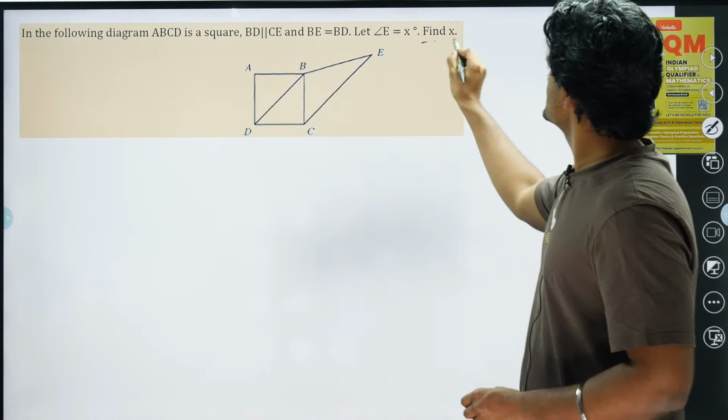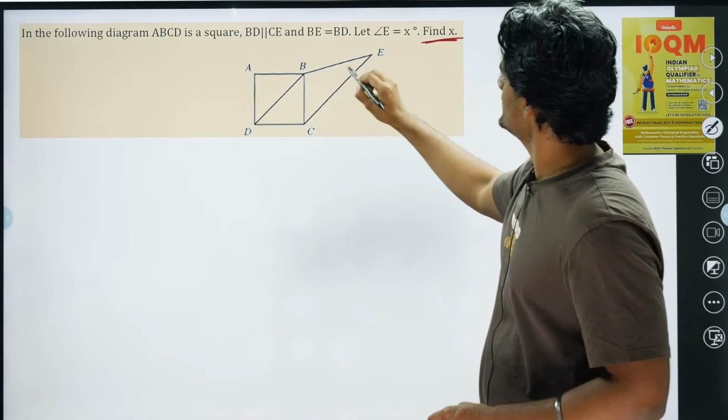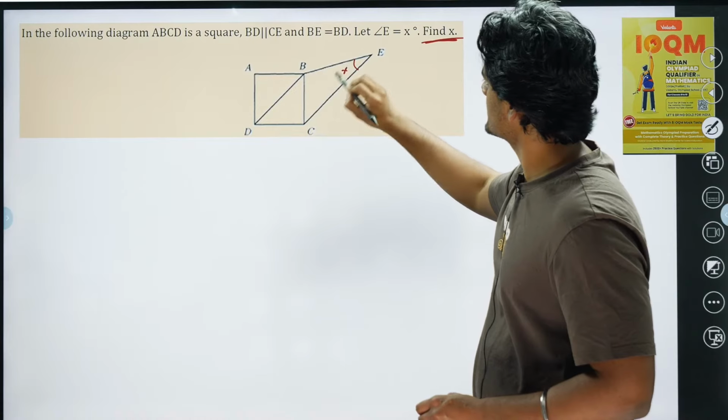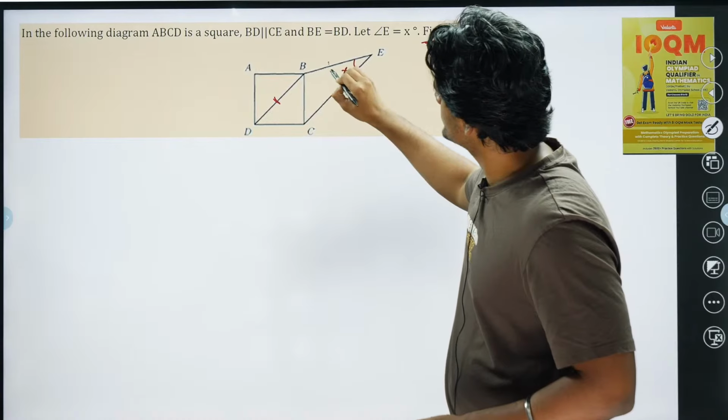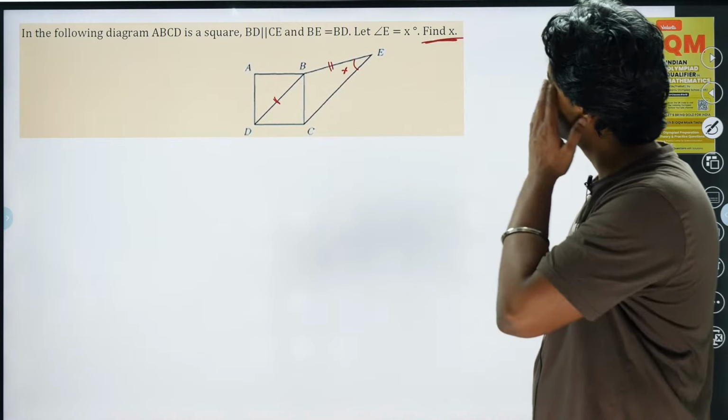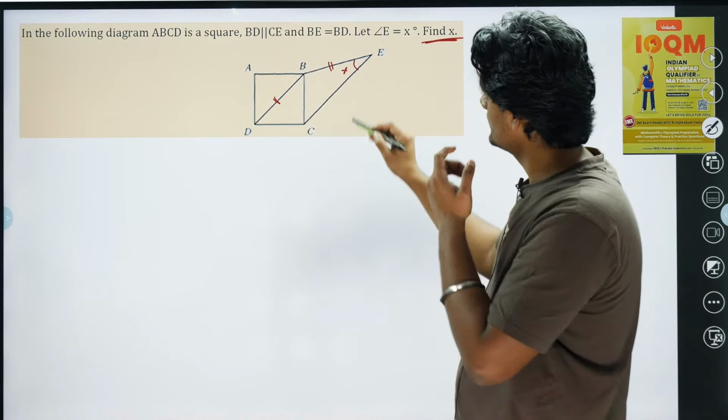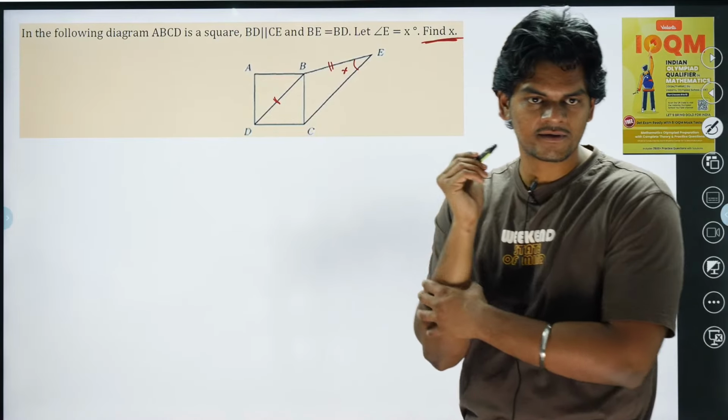Find the value of x. If this angle E is x and BD is equal to BE, find the value of x in degrees.